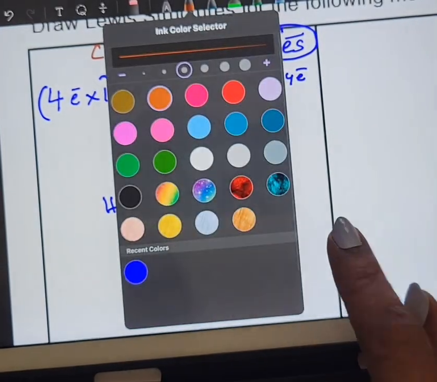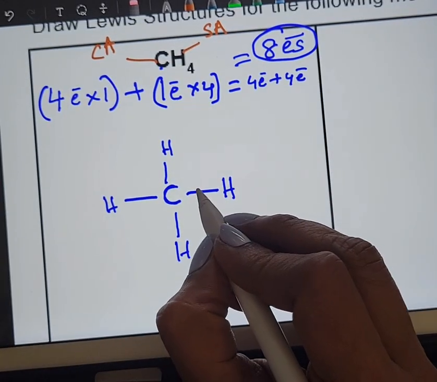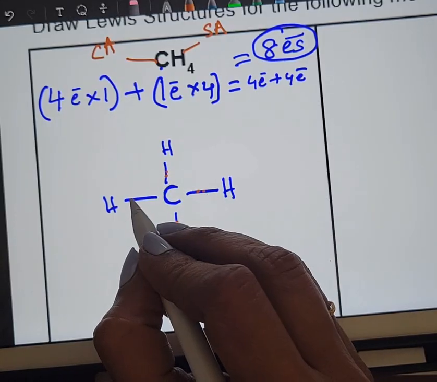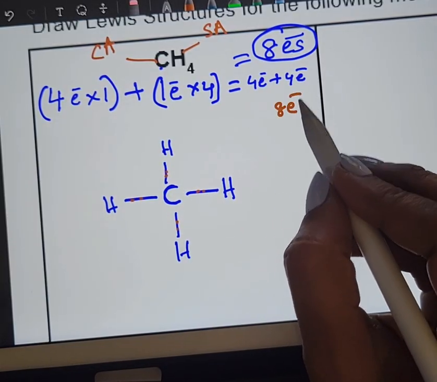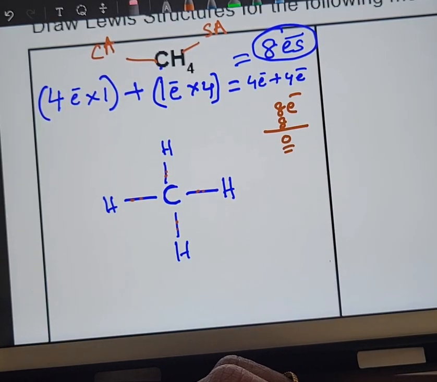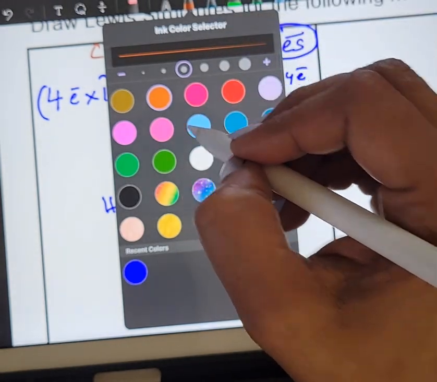You don't need to draw it, but now I'm going to draw it so that you will understand. There will be 2 here, 2 here, 2 here, 2 here. We had 8 electrons, and I used all 8 electrons. There is nothing left over. 0 left over. So now we have to check whether all the atoms are happy or not.